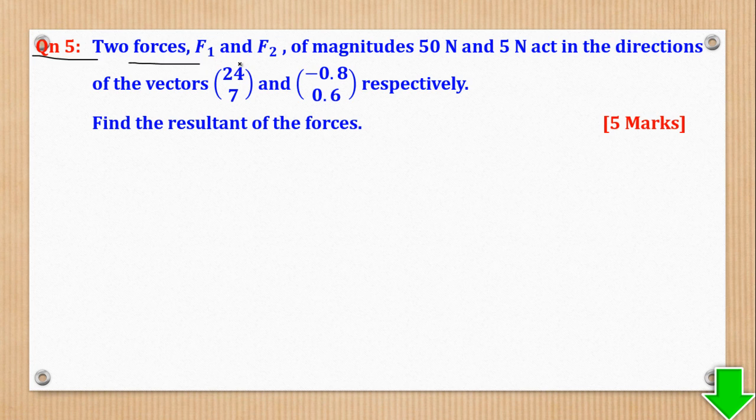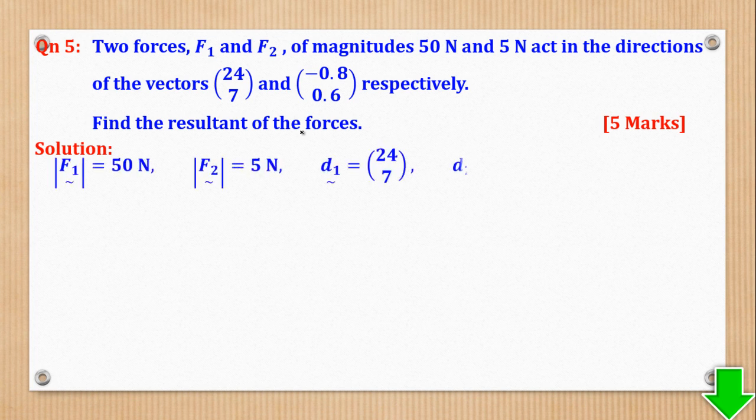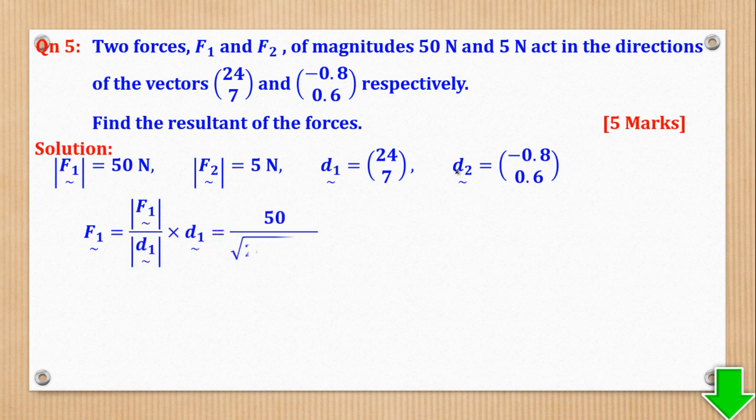Question 5. Two forces F1 and F2 of magnitudes 50 and 5 newtons act in the direction of the vectors this and this, respectively. Find the resultant of the forces. So one, we have to convert the forces into vector form. This is the force F1, its corresponding direction, force F2, its corresponding direction. The formula is, you get the unit vector and multiply it with the magnitude of the force.